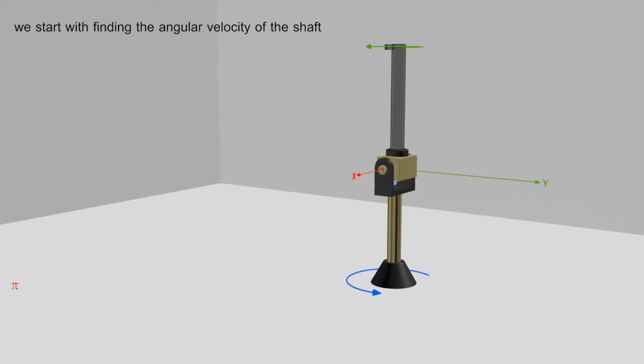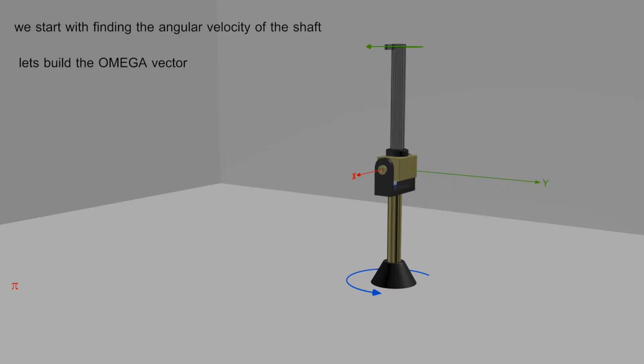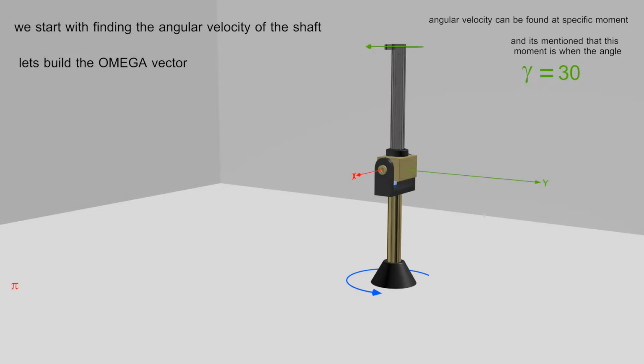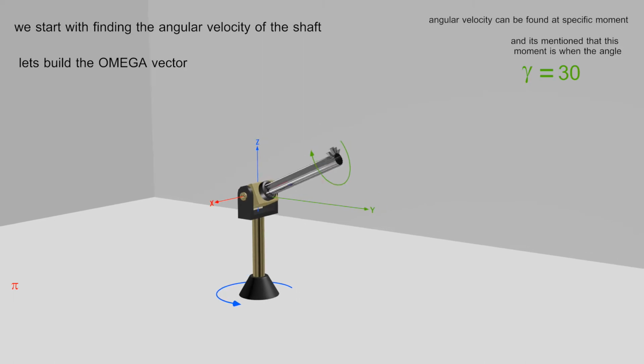We will start with finding the angular velocity, and this will require building the omega vector. We build the omega vector at a specific moment, when the shaft makes a 30 degrees angle with the positive y-axis. As you see, the shaft is spinning around its own axis that makes 30 degrees with the y-axis.